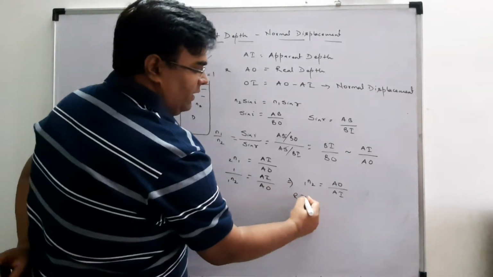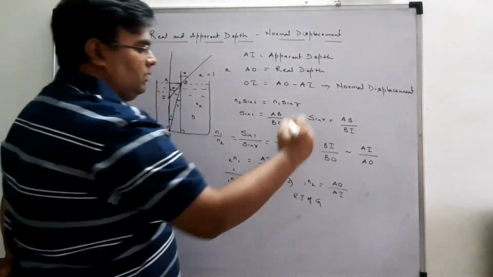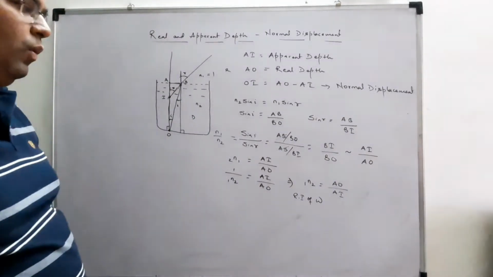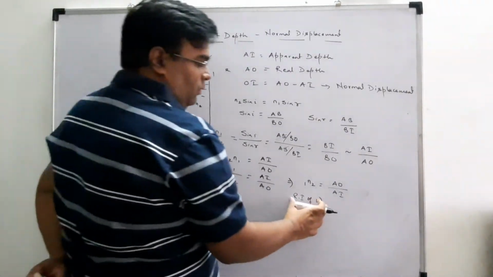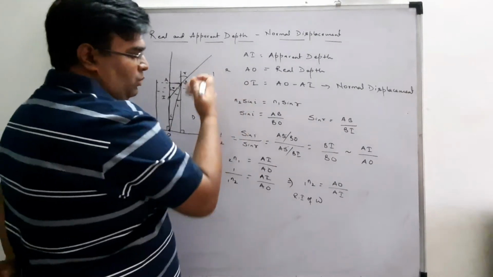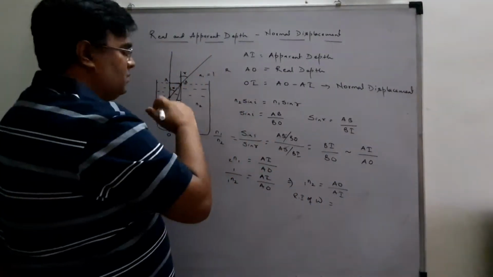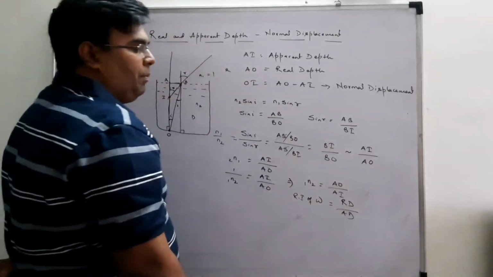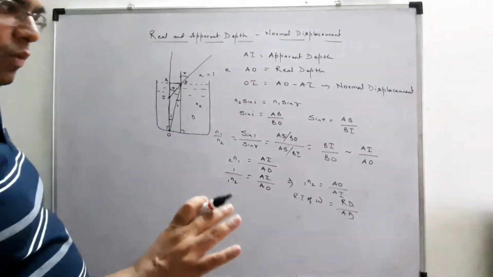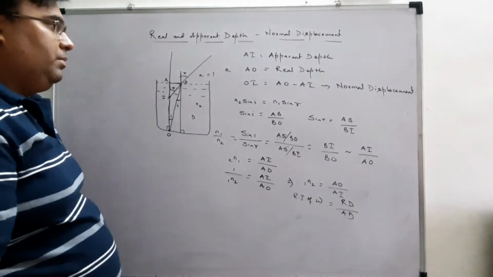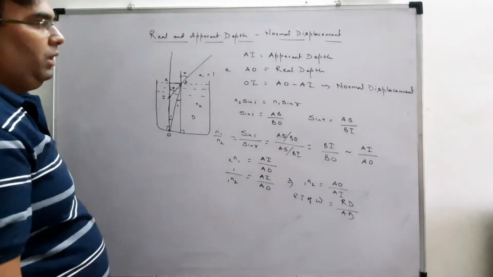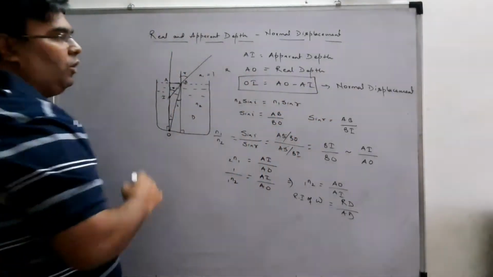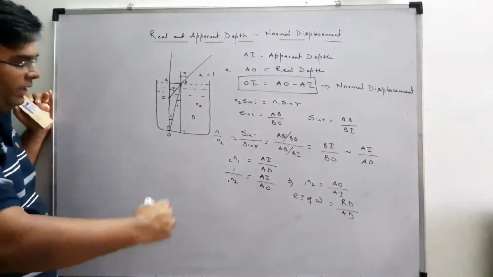So what is this? The refractive index of, it's not glass, it is water. If it is filled with water, the refractive index of water with respect to air, of course it is 1, is equal to AO, my real depth, upon apparent depth. RD and AD are real depth and apparent depth. You can find out your normal displacement also. What is my OI?